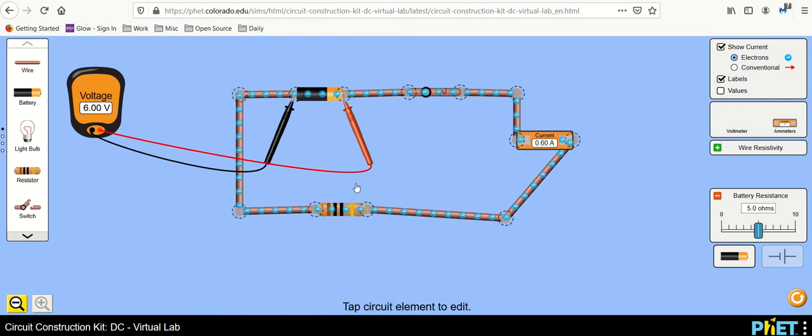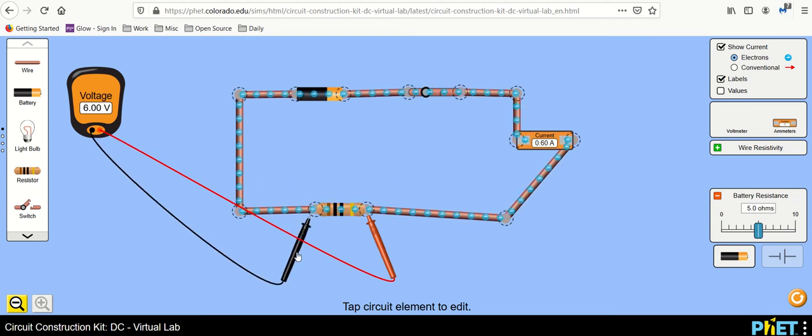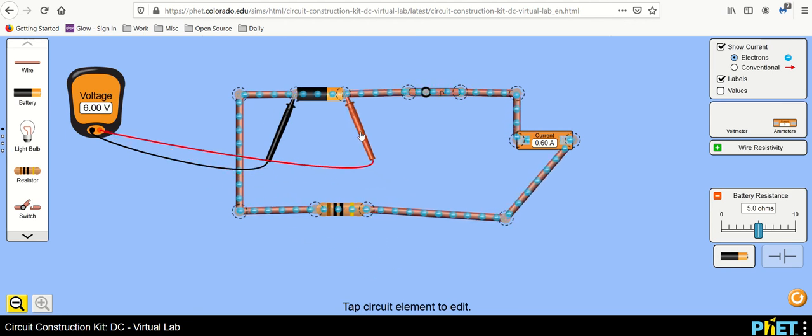And I can show you that because if I move this across, you can see it's still got the same value of 6 volts. Nothing's changed. Okay, so I'm going to leave this over the cell here. And remember, we're measuring the VTPD.